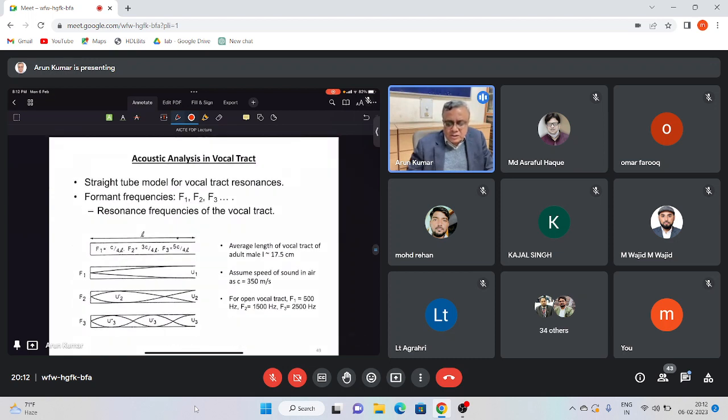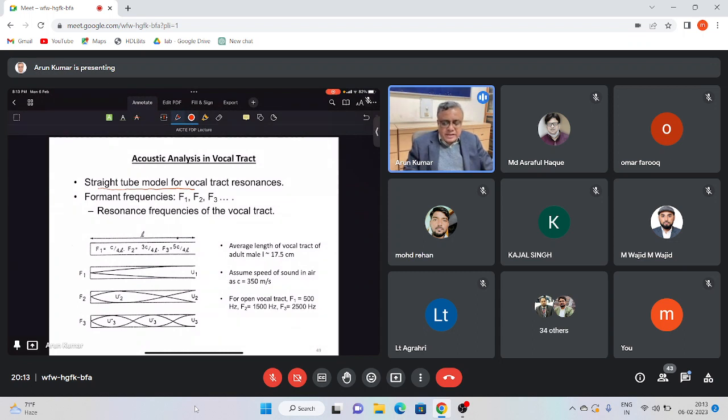this volume velocity of air enters into the vocal tract. Now, the vocal tract can be modeled as a resonance tube. And again, at the simplest level, we can consider it as a straight tube. We have all studied in high school physics that tubes can be excited, if you blow air into them, and they give rise to resonant sound.